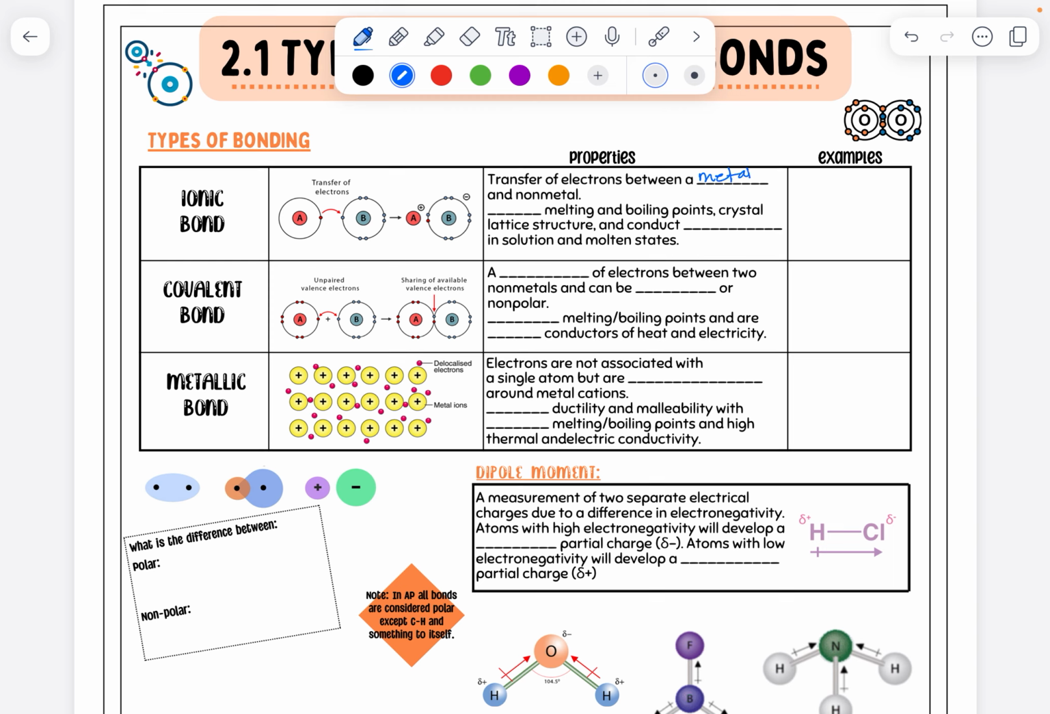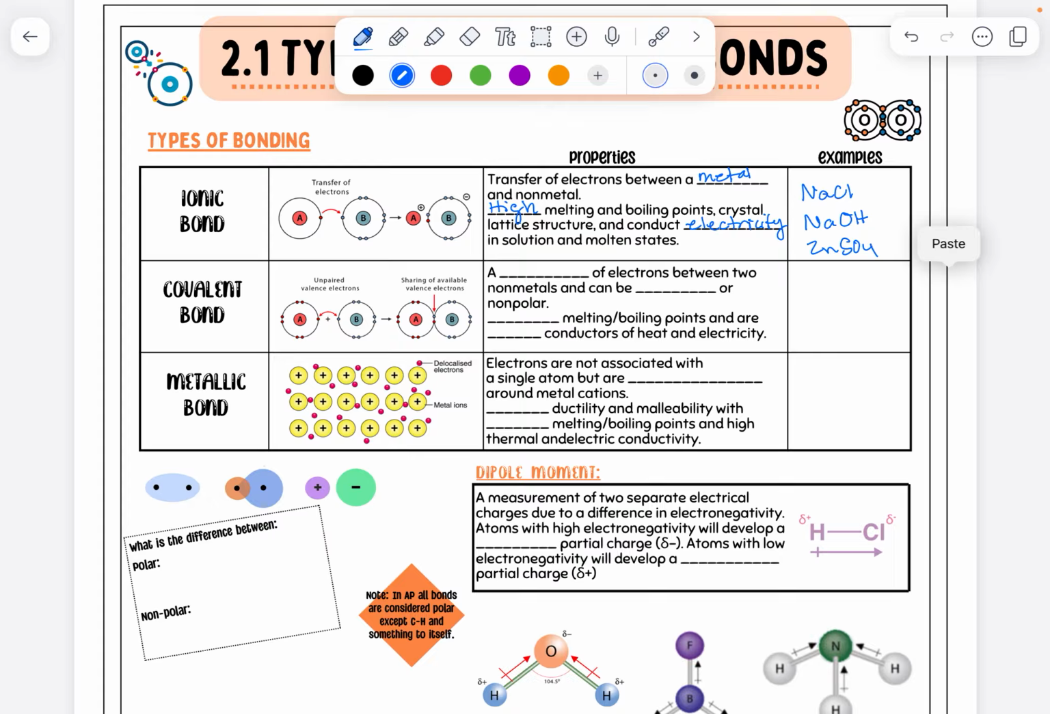Some of the properties are that ionic bonds have a high melting and boiling point. They have a crystal lattice structure that we'll talk more about in further units, and they conduct electricity in solution. So again, if we dissolve them in a solution such as water, or if we melt them to a molten state, which again would be a high melting temperature. Examples of ionic bonded atoms are sodium and chlorine, sodium chloride, sodium hydroxide, NaOH, zinc sulfate. So those are all examples of bonds between metals and nonmetals.